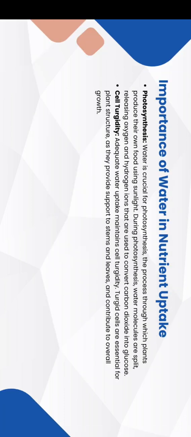Photosynthesis. Water is crucial for photosynthesis, the process through which plants produce their own food, using sunlight. During photosynthesis, water molecules are split, releasing oxygen and hydrogen ions that are used to convert carbon dioxide into glucose. Cell turgidity. Adequate water uptake maintains cell turgidity. Turgid cells are essential for plant structure, as they provide support to stems and leaves, and contribute to overall growth.